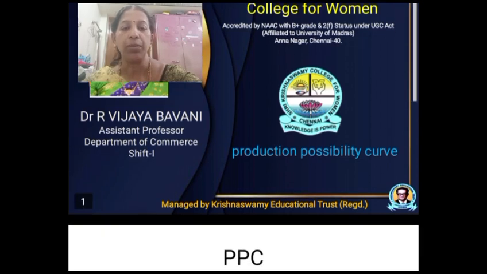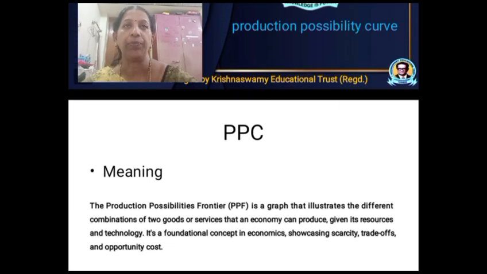Now we can see the meaning of production possibility curve. The production possibility curve is also known as the production possibility frontier. This is a graph that illustrates the different combinations of two goods or services that an economy can produce, given its resources and technology. It's a foundational concept in economics, showcasing scarcity, trade-offs, and opportunity cost.